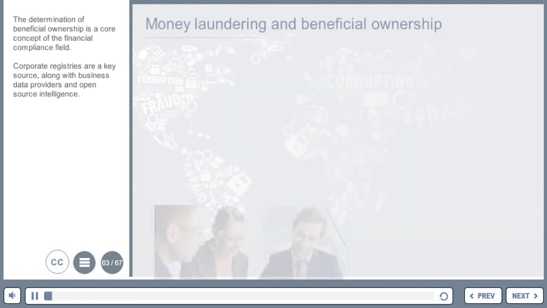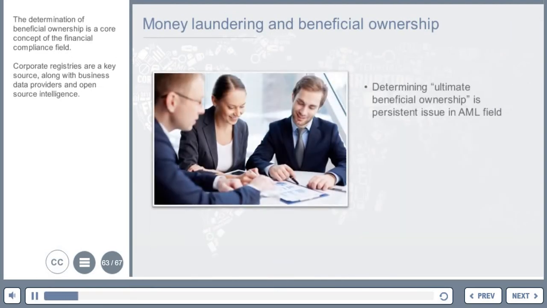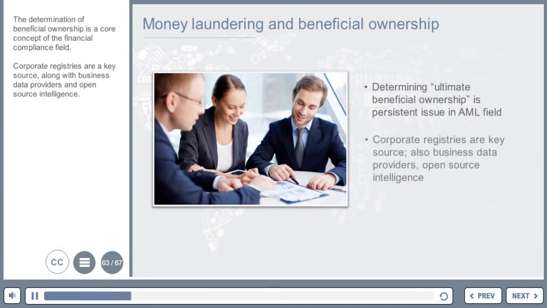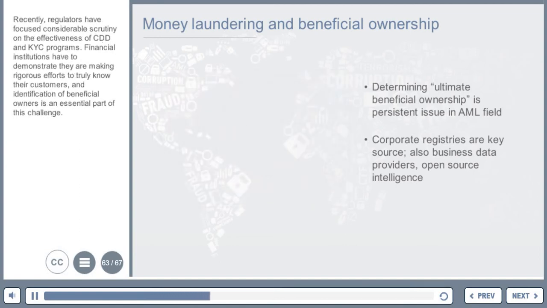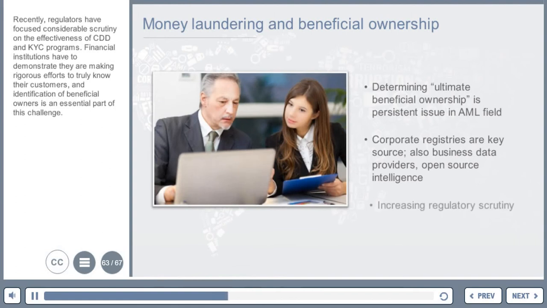The determination of beneficial ownership is a core concept of the financial compliance field. Corporate registries are a key source, along with business data providers and open-source intelligence. Recently, regulators have focused considerable scrutiny on the effectiveness of CDD and KYC programs. Financial institutions have to demonstrate they are making rigorous efforts to truly know their customers, and identification of beneficial owners is an essential part of this challenge.